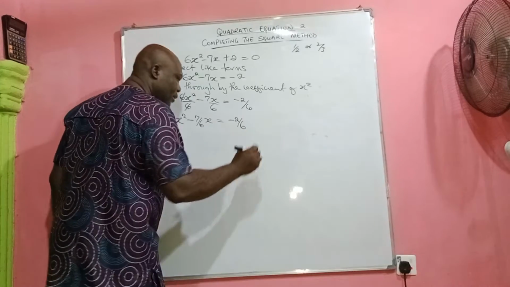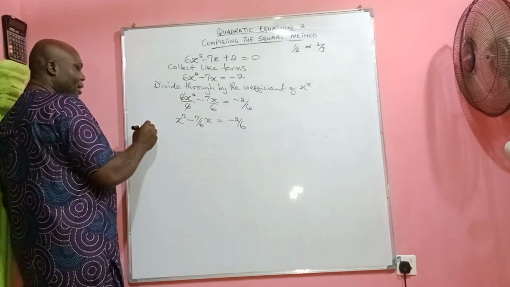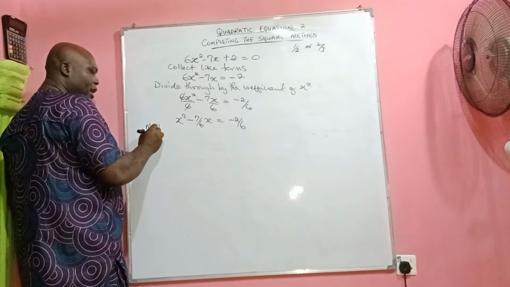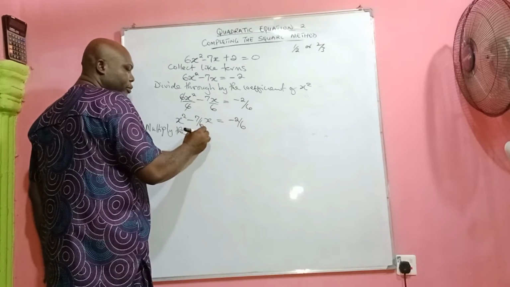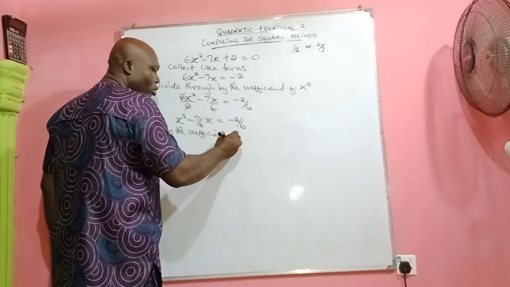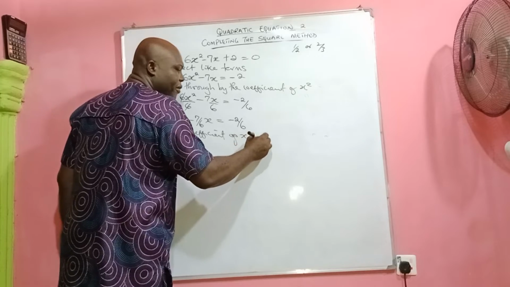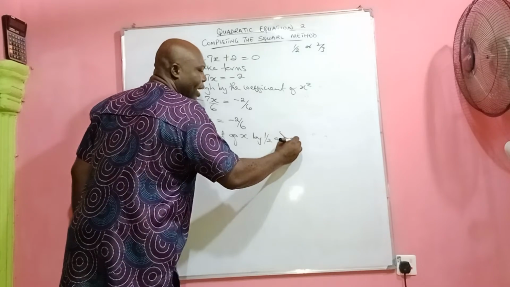equals minus 2 all over 6. Now, the next step is to multiply the coefficient of x by half, and square it.